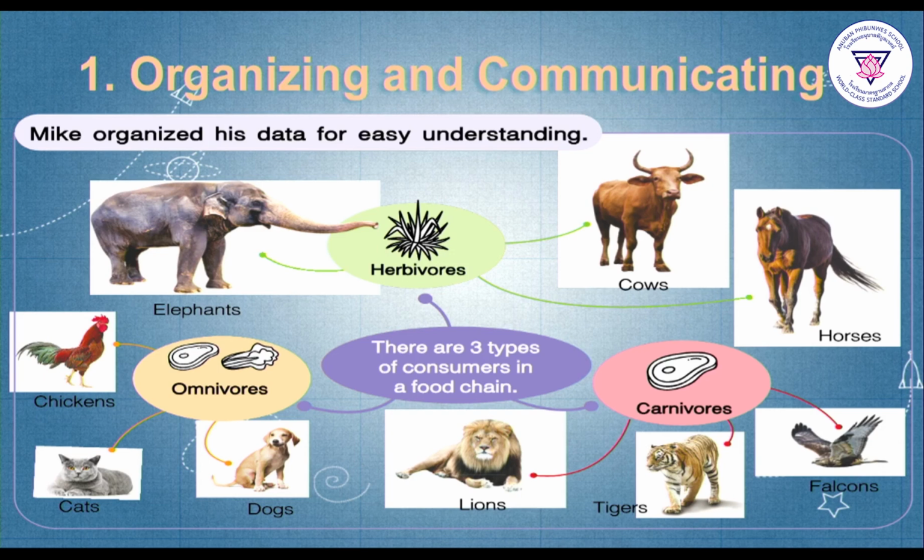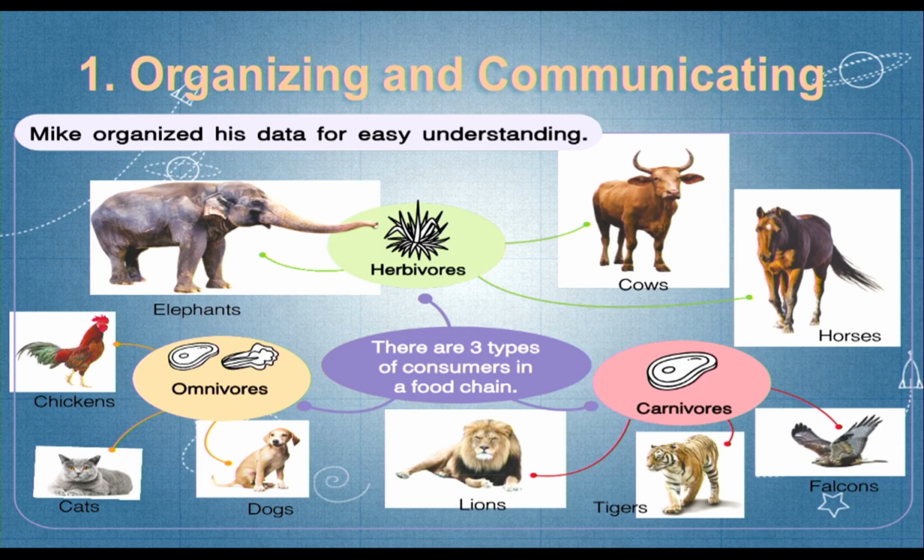The first one, herbivores. What kind of animals are herbivores? Elephants, cows, and horses. These 3 animals eat plants, so they are called herbivores. Second one, carnivores. This type of animals eat only one type of food, meat. They are lions, tigers, and falcons. Type 3, omnivores.